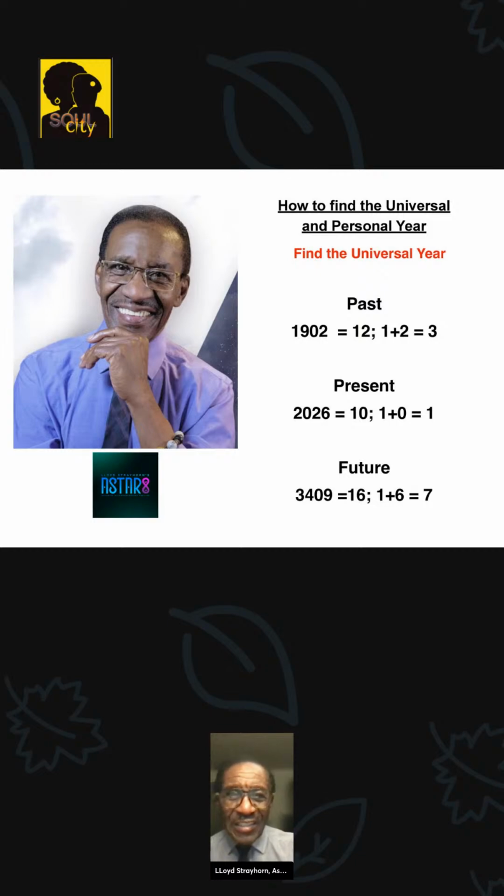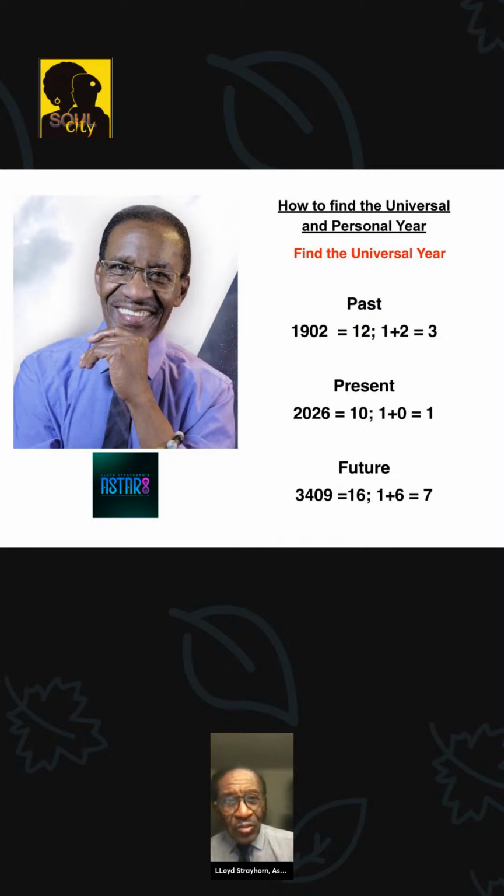So let's say, and listen, who's going to be here? I hope the world is here in the year 3409. But if it is, that will be a 7 universal year. How did I do it? Simple. 3 plus 4 plus 0 plus 9 is 16, and 1 plus 6 is 7. In the year 3409, it will be a 7 universal year. Now, of course, you and I are not going to be here. I hope the world is here if man doesn't blow themselves to kingdom come.